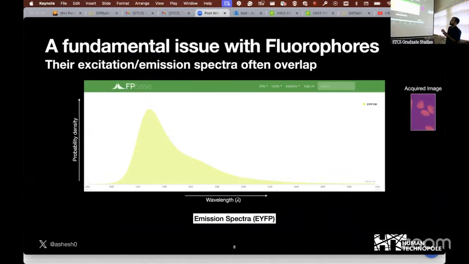Okay. And this brings me to the limitation. The limitation is that their emission spectra often overlap for the different fluorophores.